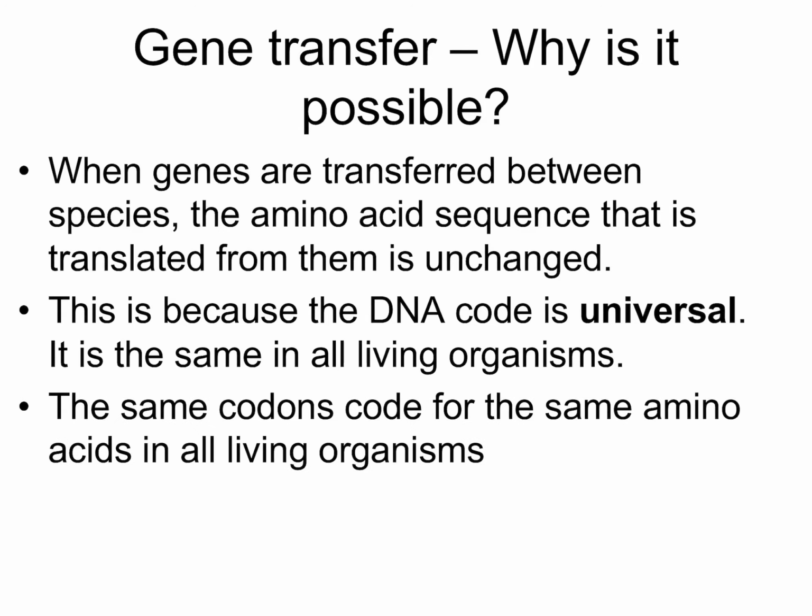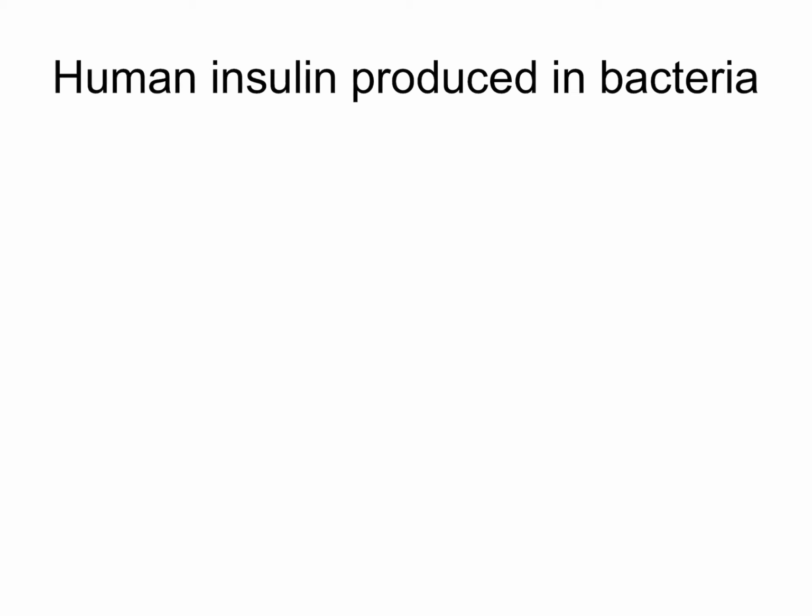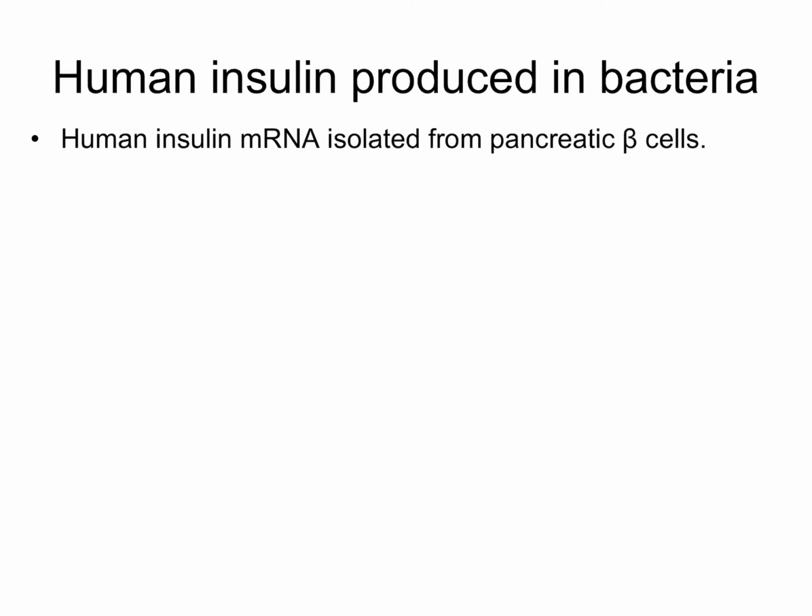This is because the DNA code is universal, and it means the same codons for the same amino acids in all living organisms. This is why genetic modification, transferring genes from one species to another, is possible. Now, the example that we've looked at so far is human insulin produced in bacteria. Hopefully, by now, you will have looked at the animations about restriction endonucleases or restriction enzymes, and also an overview of the process. But what this will do is just add a little bit more detail that you need to know.